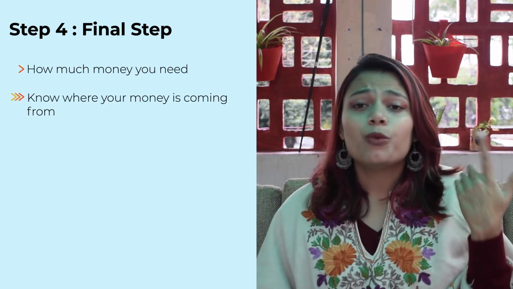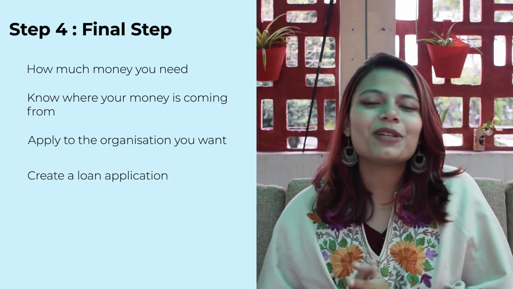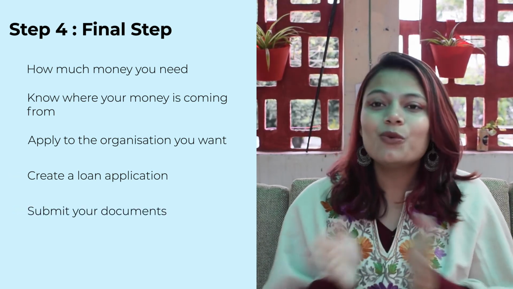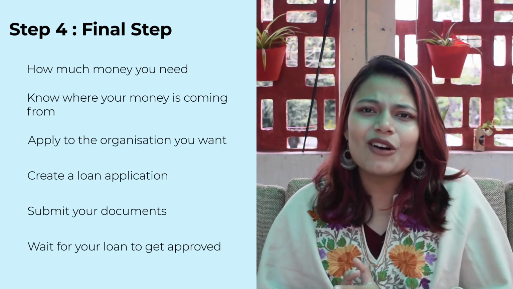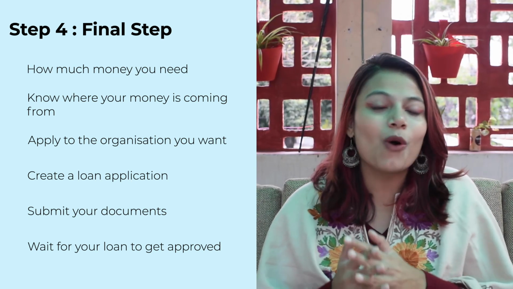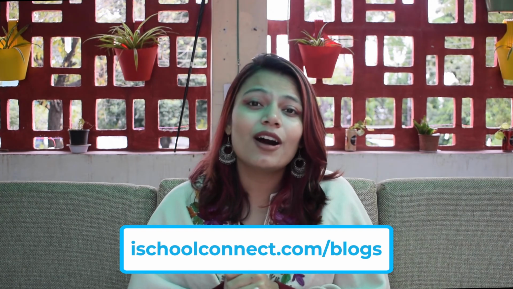So now the final step, step 4. Once you know how much money is needed and where this money is coming from, go ahead and apply for a student loan application to the organization that you liked. In fact, once the approval is done, you can also apply this student loan to immigration and visa offices as proof of funds. In fact, if you need more details about what all documents to submit for the visa application or even to the immigration, I'll attach a link in the description and you can always go check out iSchoolConnect's blog.